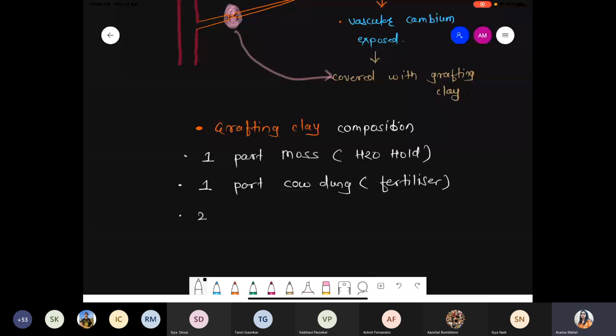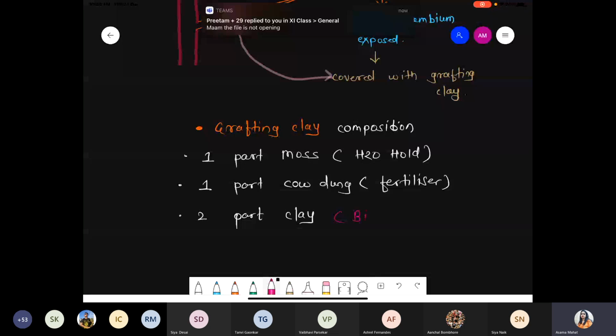Again, you have to use two parts of clay, any clay, but that clay should have good binding capacity. So we are using clay as a binding agent because you know very well moss and cow dung are not going to stick perfectly. So we have to take the clay part. When you mix it properly, it should be like a clay, and it can adhere to that particular area. So two parts of the clay, and you can add some amount of water also.